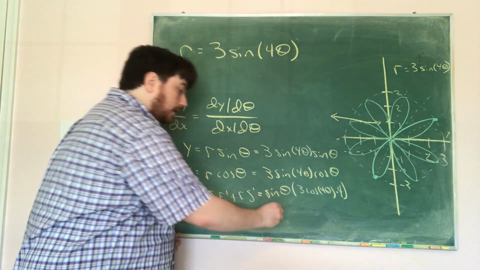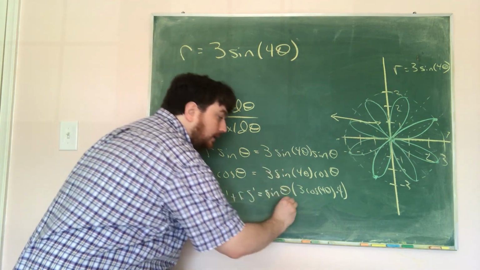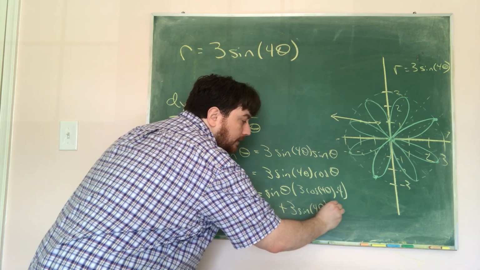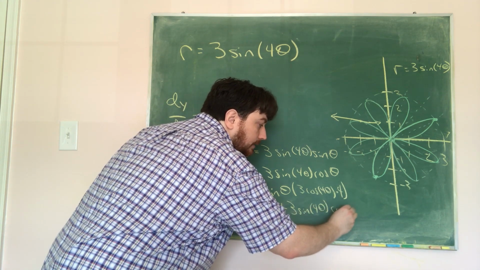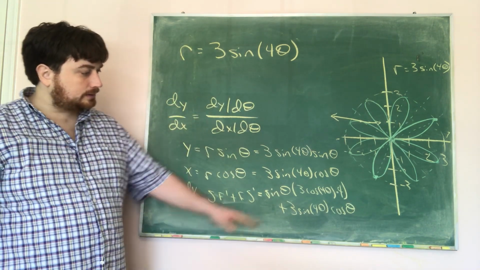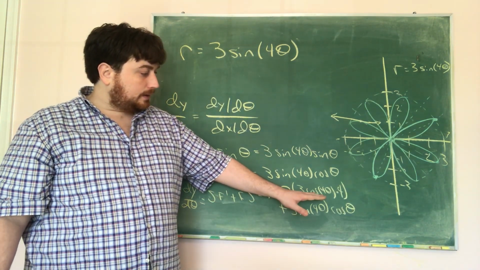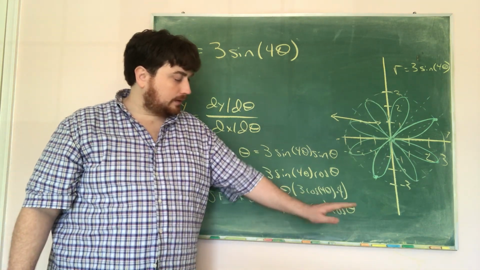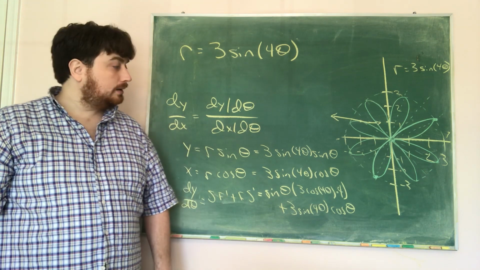Now, we're going to get plus the first, which is 3 sine of 4 theta, times the derivative of the second, and the derivative of sine is cosine theta. So I get dy d theta is sine of theta times 3 times cosine 4 theta times 4, plus 3 times sine of 4 theta times cosine theta.